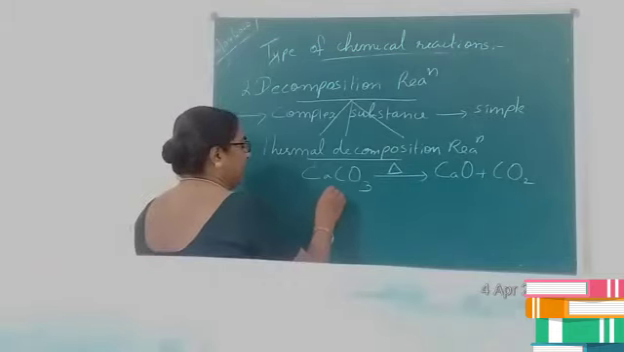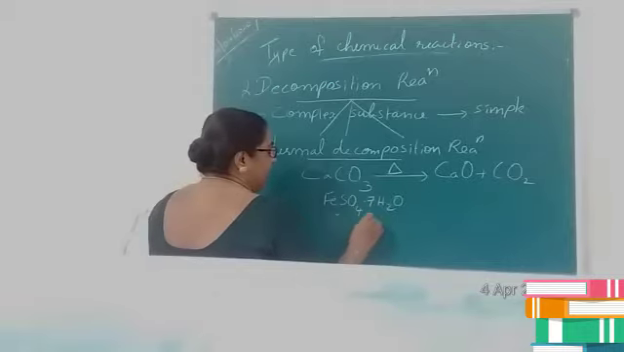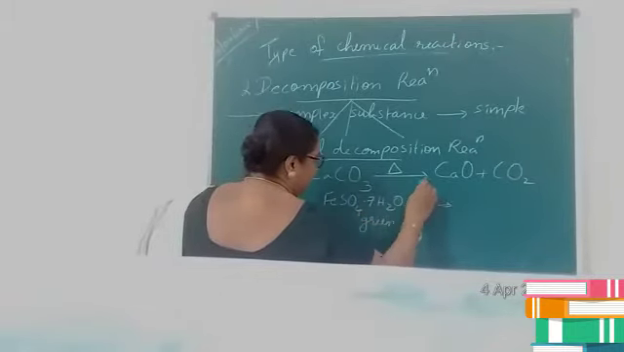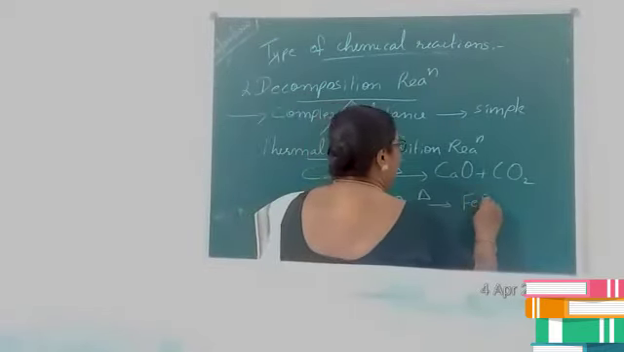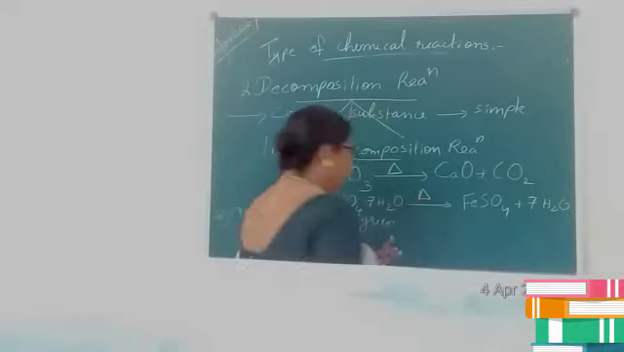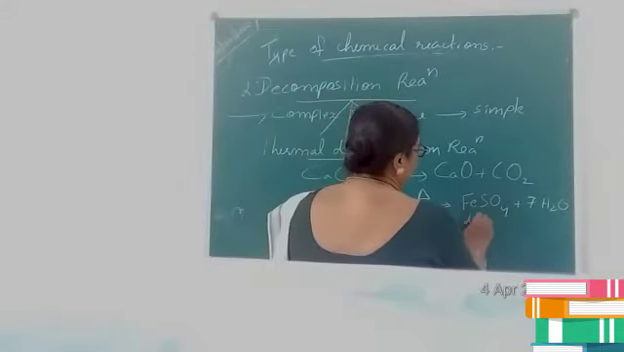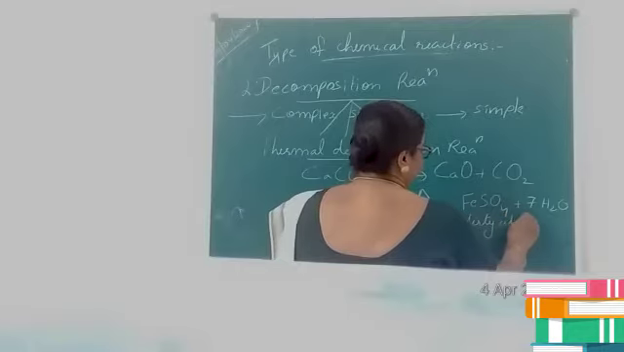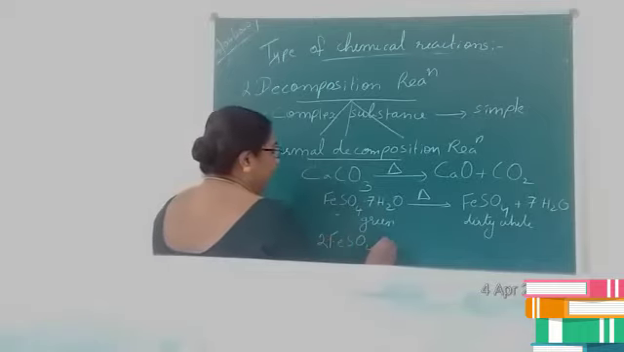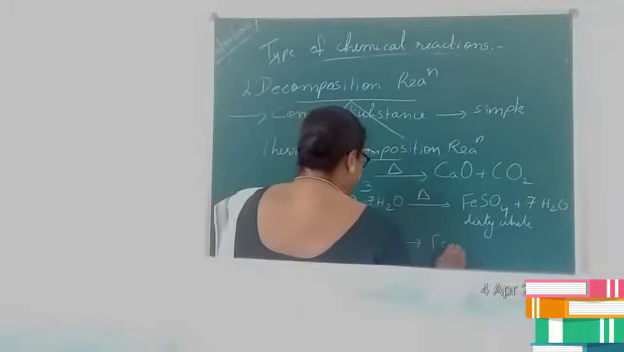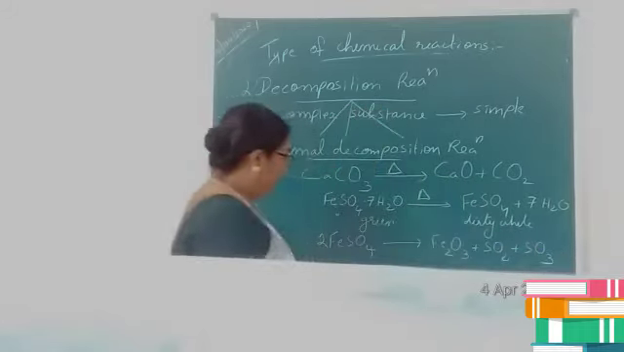Another example, let us consider hydrated ferrous sulfate. This hydrated ferrous sulfate is green in color. Children, first if you heat it, this ferrous sulfate gets converted to a dirty white color anhydrous ferrous sulfate. When you continuously heat this, it gets converted to reddish brown color ferric oxide plus sulfur dioxide plus sulfur trioxide. Is it clear?